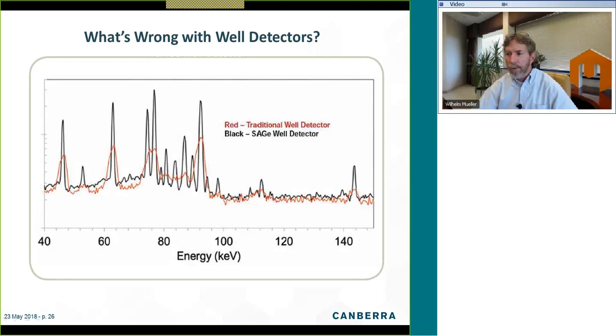This is another graph that you saw earlier that highlights the problem with traditional well detectors and shows the dramatic improvement in a sage well detector, which not only transfers to its use as a well detector, but as a general purpose detector. I really believe that if we'd had resolution and efficiency performance like we see in the sage well detector today, most of the laboratories around the country that have maybe one or two well detectors and then a bunch of what we would call conventional germanium detectors would be equipped a lot more with well detectors.